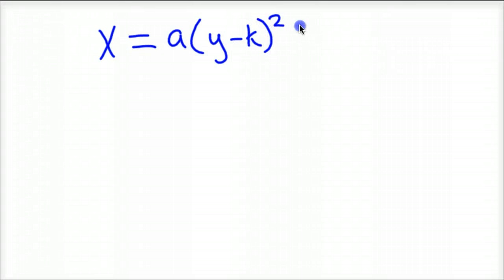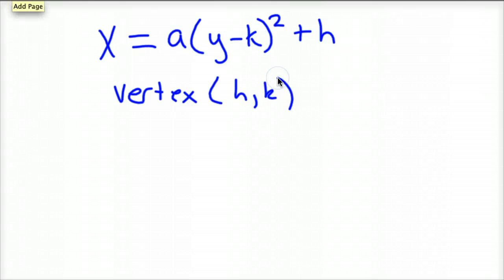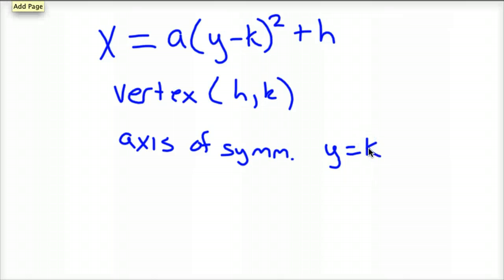Now, there's another form of this equation, where if you were to solve for x instead of y, where your y was squared and your x was not. So x equals a times (y minus k) squared plus h. And so again, your vertex is (h, k), and your axis of symmetry, though, this time is y equals k. See, these graphs open left and right, so generally this is what you would have.